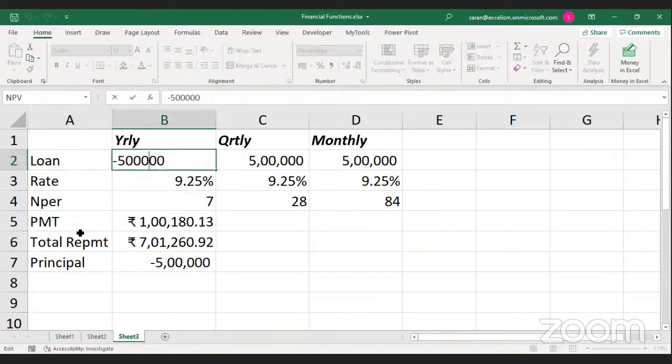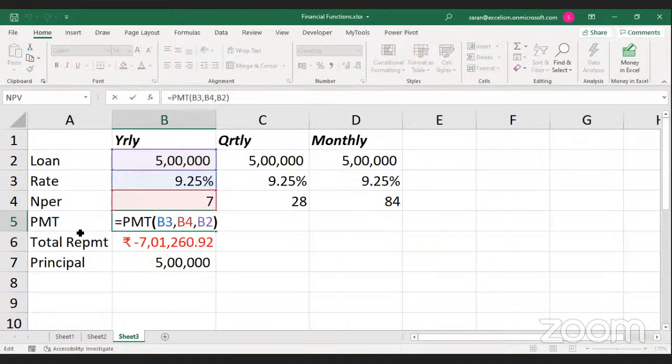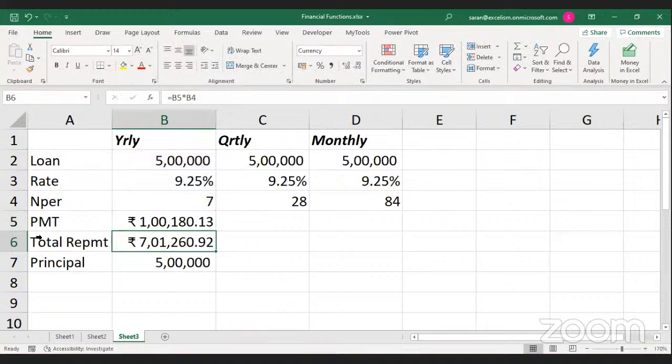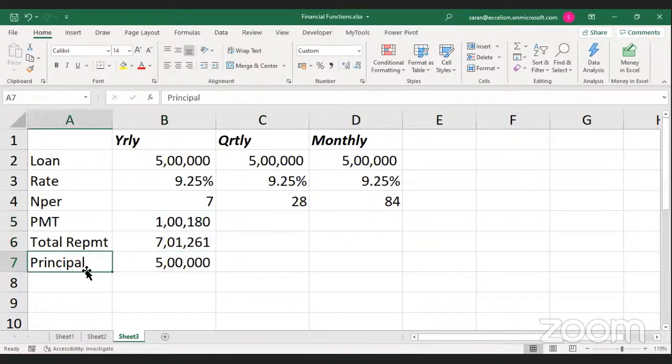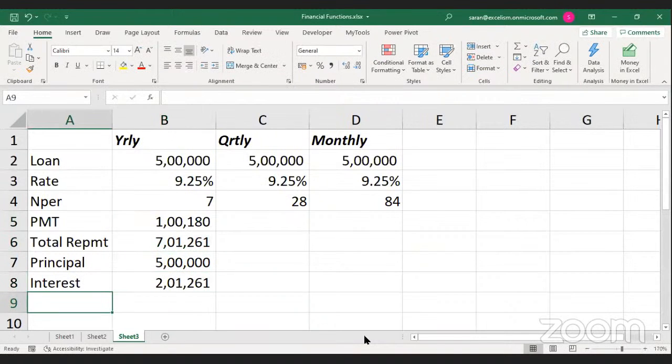Now let me make it minus just to avoid the confusion. Let me make it minus before the formula so that my outflow, my payment as well as the inflow, both will be positive, because we are habituated with this language. So this is the principal amount. If I want to know what is the interest portion which I'm paying, it's this minus this. Okay. So this is the one where I have written the formula of the PMT.